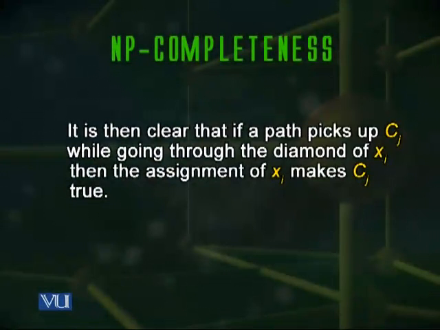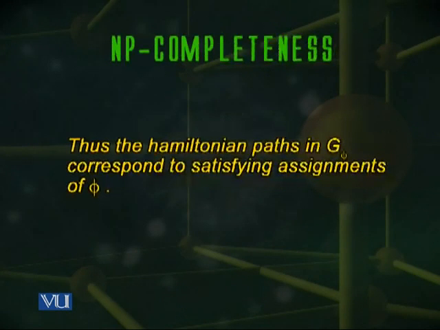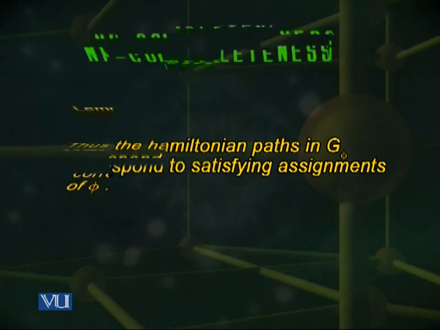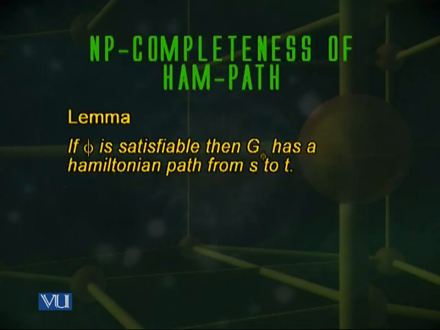Now, it is clear that if a path picks up Cj while going through the diamond xi, then the assignment of xi makes Cj true. Thus, the Hamiltonian paths in G sub phi correspond to satisfying assignments of phi. So, we have proved that if phi is satisfiable, then G has a Hamiltonian path from S to T, and vice versa. That if G sub phi has a Hamiltonian path from S to T, then phi is satisfiable.